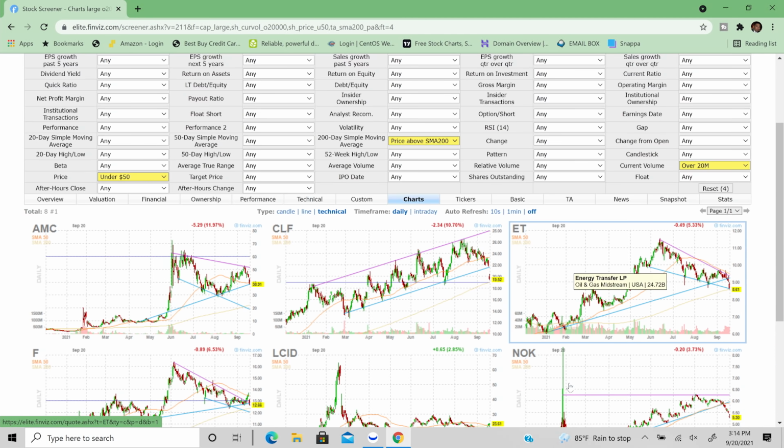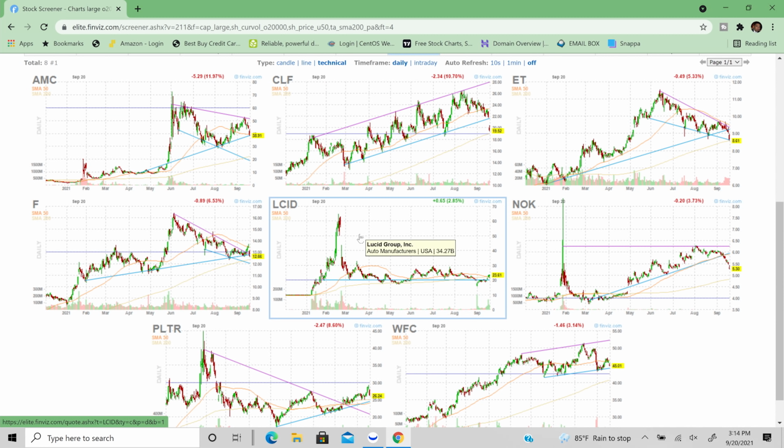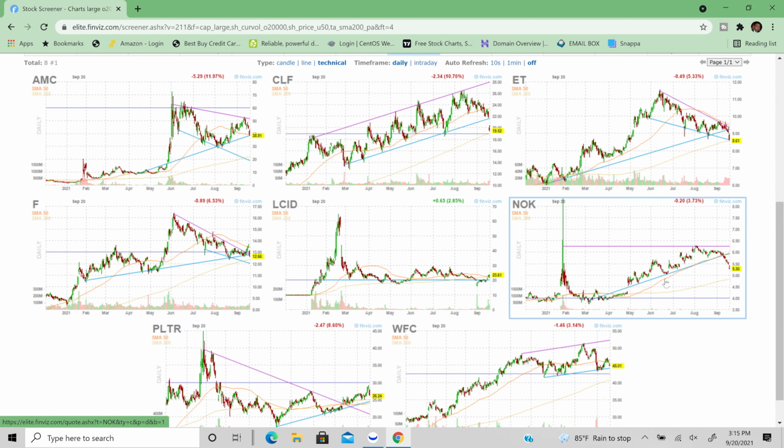I would then click the charts tab here and it gives you a visual on the performance. So we could see that Lucid is playing in a channel, almost consolidating. What does that mean? Well, it means that it could make a move to the upside when the market stabilizes. We also have Nokia. We could see that it's respecting the trend line here. We have ET essentially doing the same.